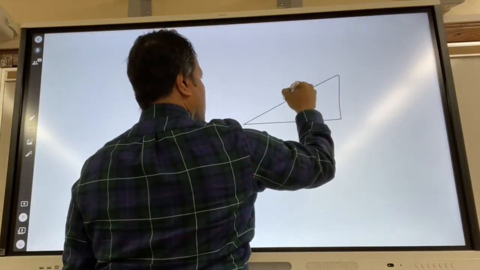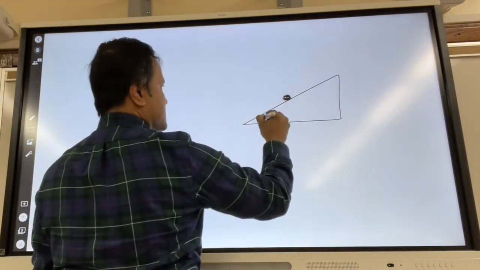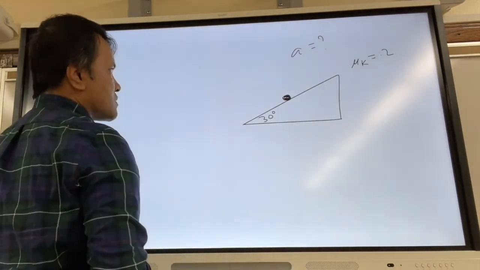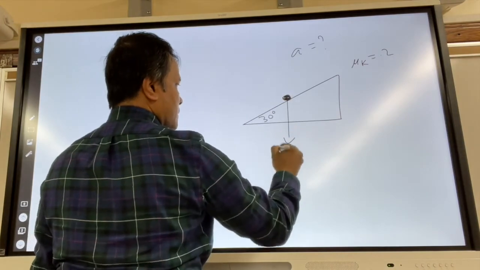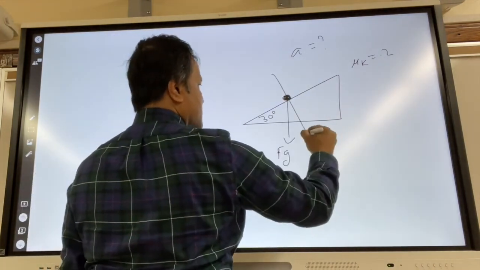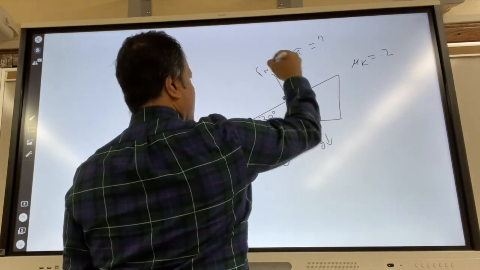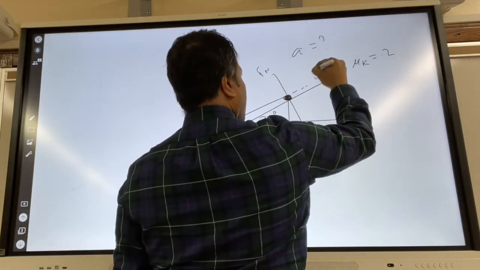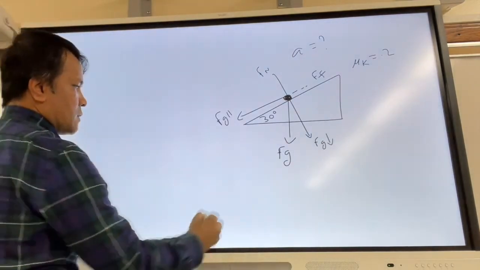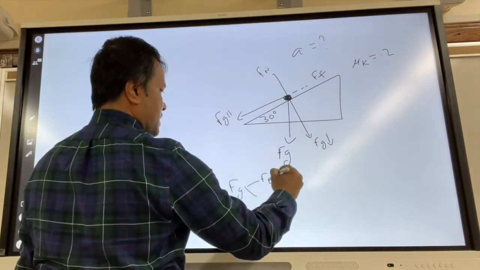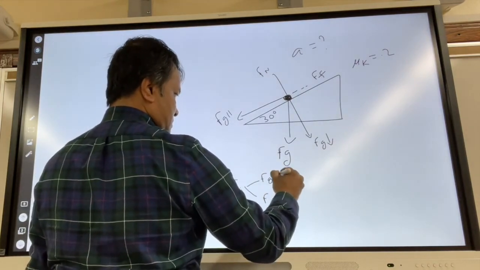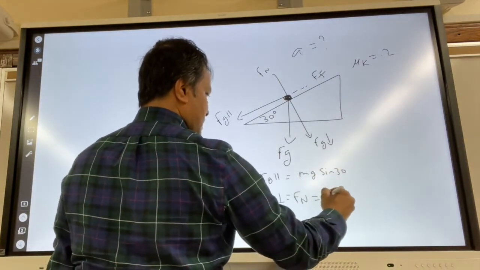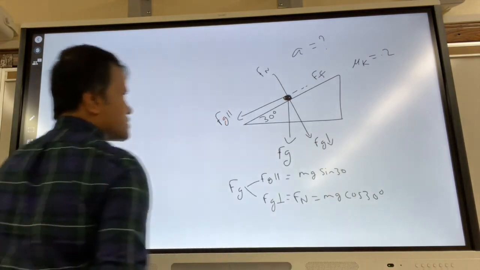Consider a mass, all right, on an incline, and this is 30 degrees, and let's say mu k is given. Find the acceleration. Okay, so what are the gravitational components? There are two of them. This is Fg perpendicular, this is Fn, this is Fg parallel, and this is Ff. So now Fg has Fg parallel and Fg perpendicular. Fg perpendicular is Fn. Fg parallel is mg sine 30, and Fg perpendicular is mg cosine 30. So we're going to do F equal to ma.